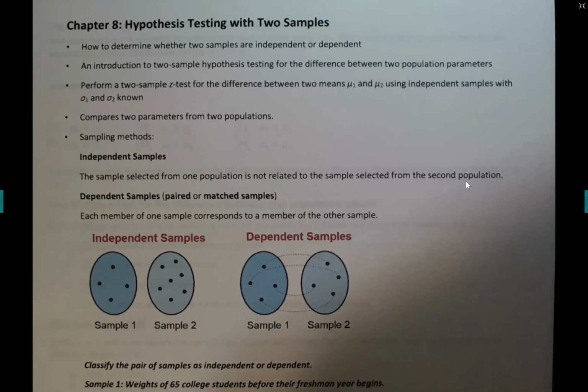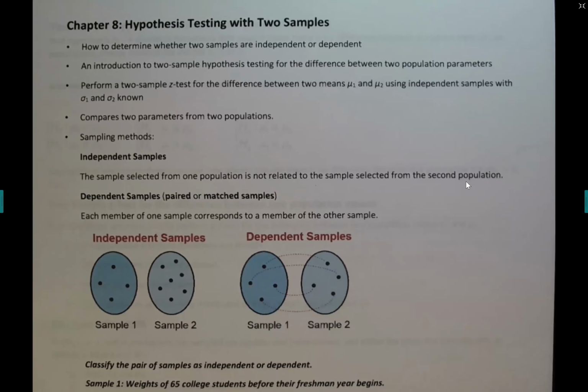So what we're going to learn in section 8.1 is how to determine whether two samples are independent or dependent. And we're going to introduce the two sample hypothesis test for the difference between two population means or two population proportions. Remember, in chapter 7, we studied hypothesis testing for the mean and for the proportion. We're going to do the same thing, but instead of one mean, two means, and instead of one proportion, two proportions.